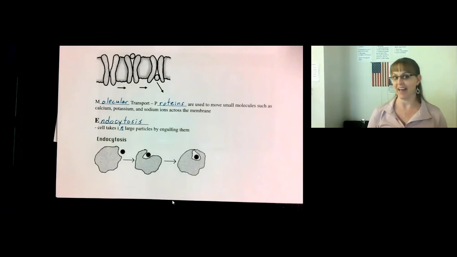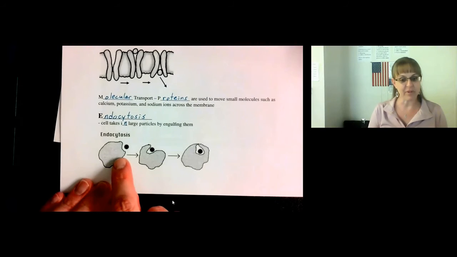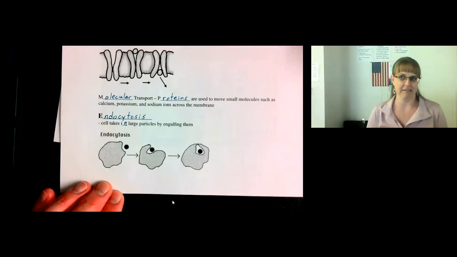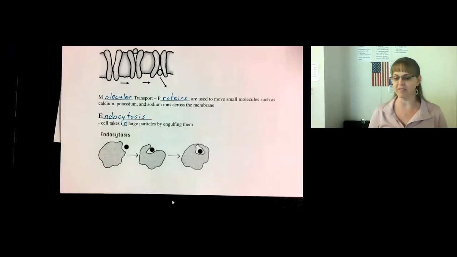Endo, enter; exo, exit. Cyto, cell. So endocytosis enters the cell. And for example, an amoeba uses endocytosis to eat little paramecium or whatever.